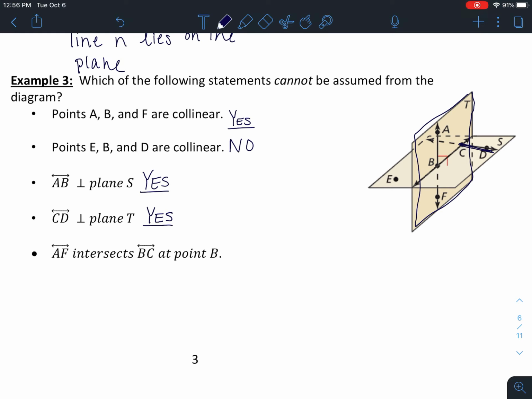All right, last one. Is AF intersects BC at point B? So let's find AF. Here is AF. Does AF intersect BC at point B? Looks like it to me. And there's that point of intersection.